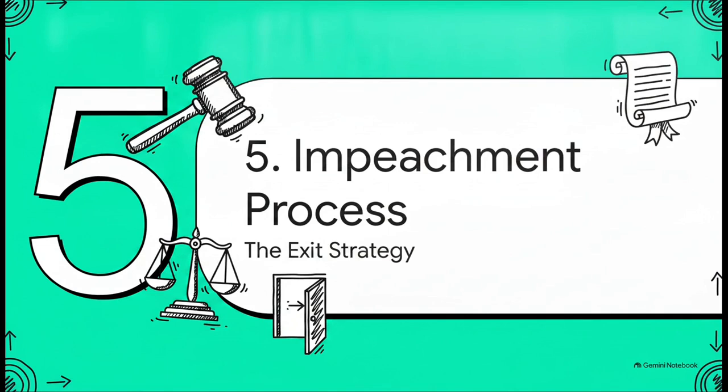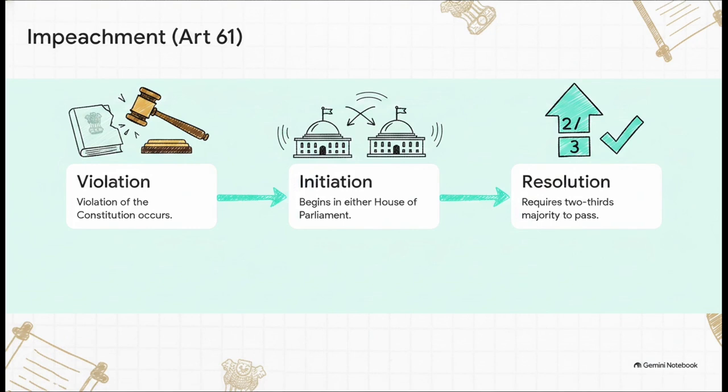Section 5, the impeachment process, the constitutional exit strategy. Now, despite all those massive emergency, legislative, and executive powers we just talked about, the president is not above the law. Article 61 lays out a very strict procedural sequence for removal. The process can only be triggered for one specific reason: violation of the Constitution. If that occurs, the impeachment process can begin in either House of Parliament, the Lok Sabha or the Rajya Sabha.